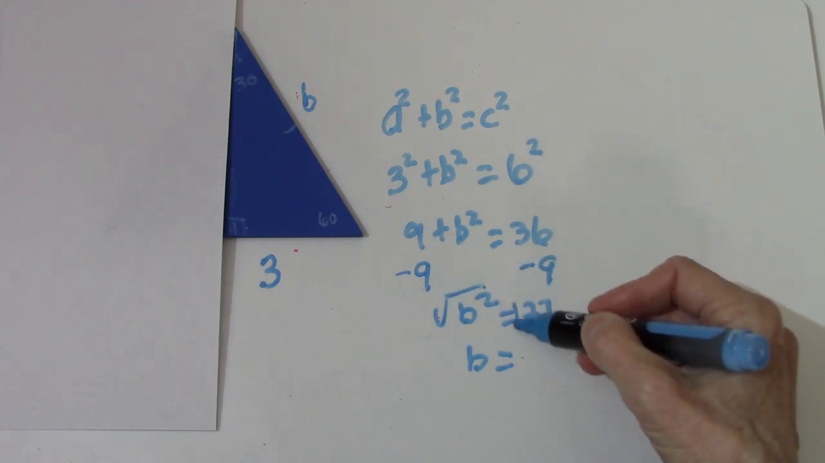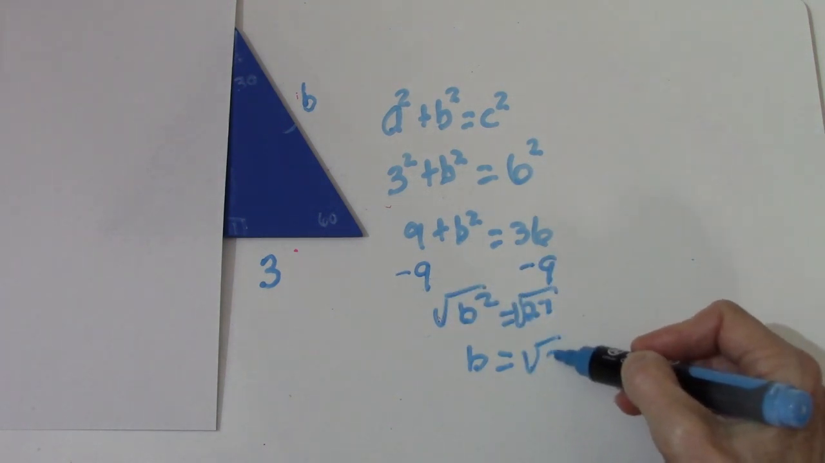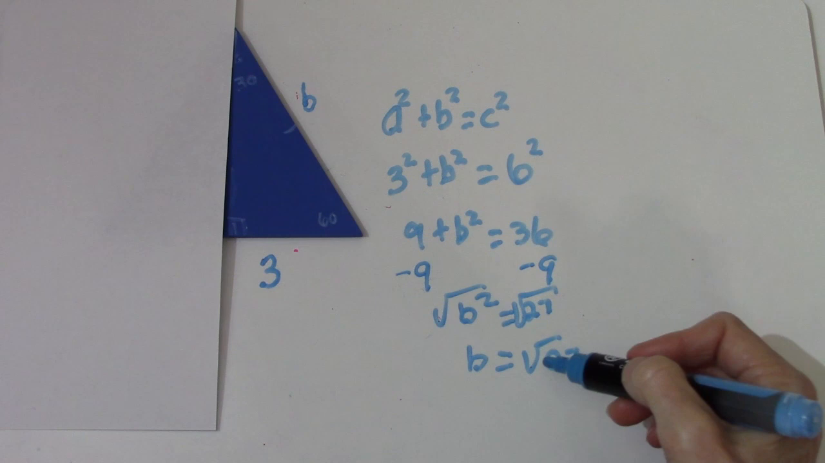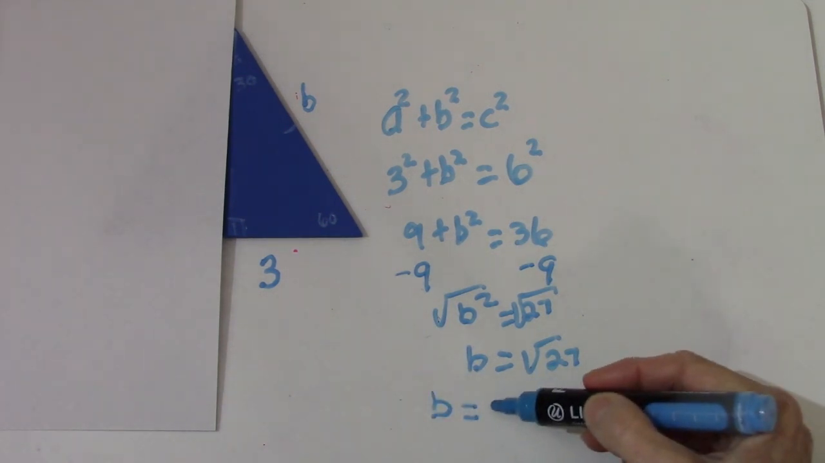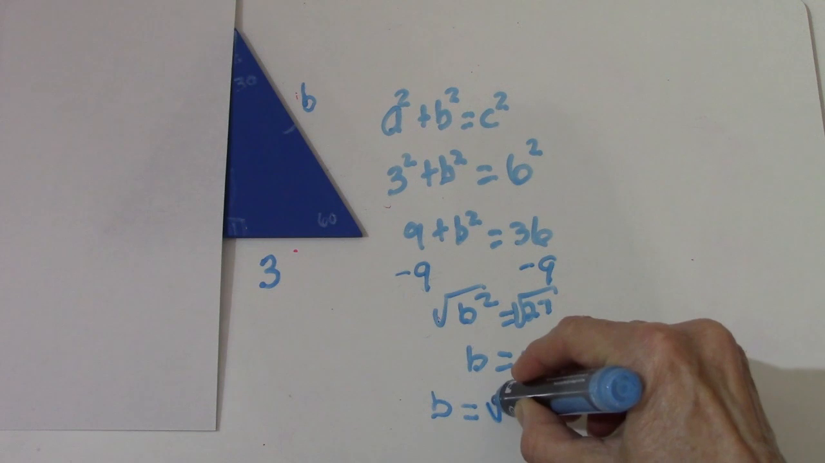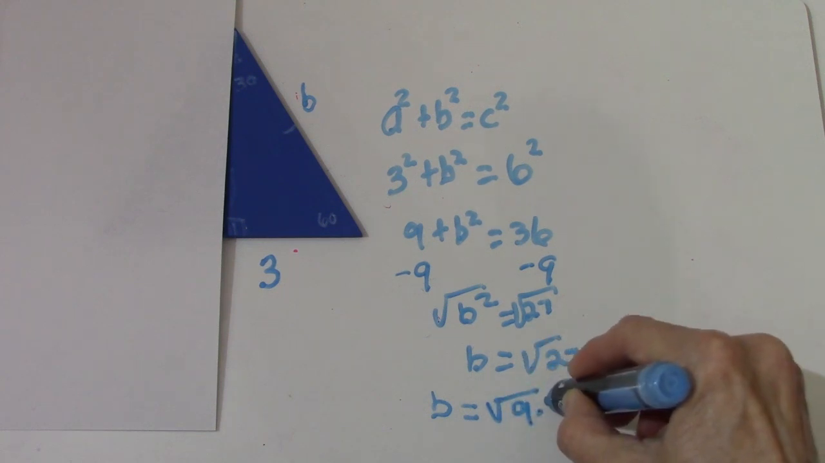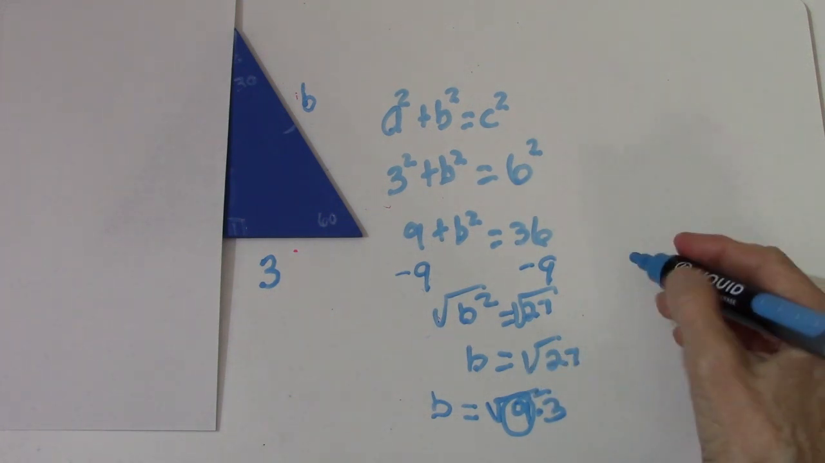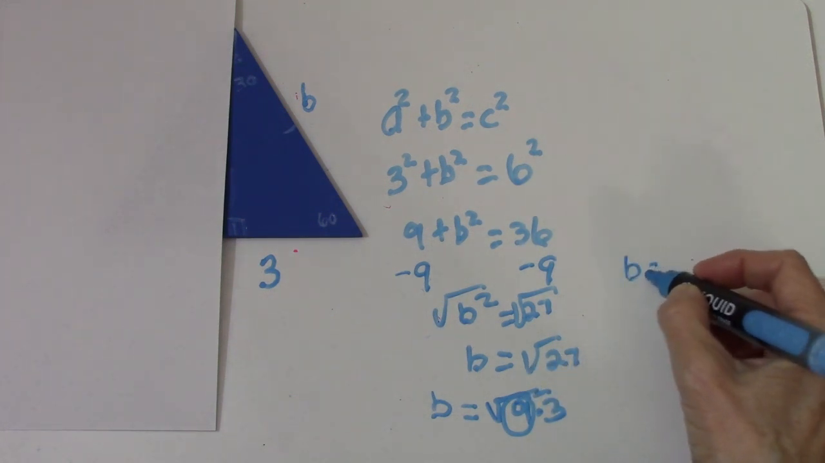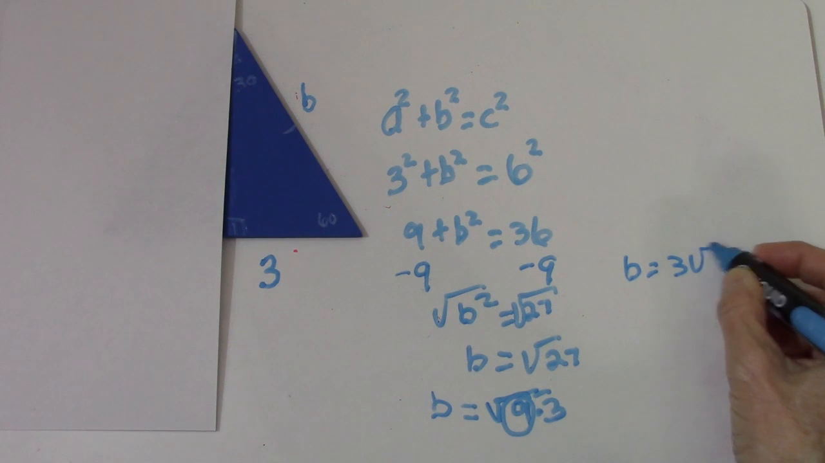and b equals the square root of 27, which we know is the square root of 9 times 3. The square root of 9 is 3. So my final answer, and I'll write it over here, my height is 3 square root of 3.